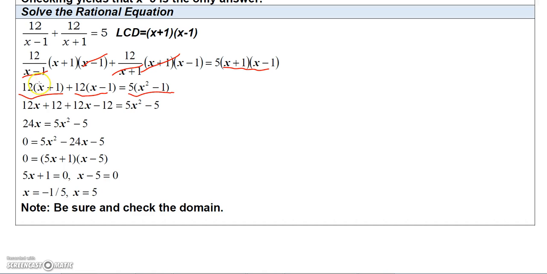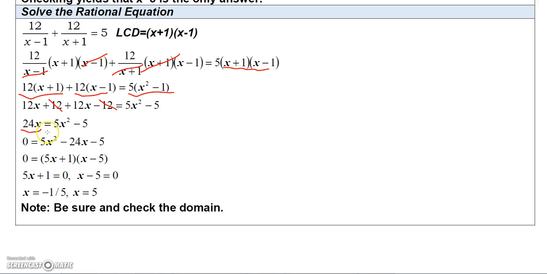Now let's clean this up a little bit. We can distribute the 12 through, so we get 12x plus 12 here. And distribute the 12 through here, we get 12x minus 12 here. And then over here, if I distribute the 5, I get 5x squared minus 5. And so now you'll notice that 12 minus 12 is 0, so that cancels. And I get 12x plus 12x equals 24x. So I get 24x equals 5x squared minus 5.